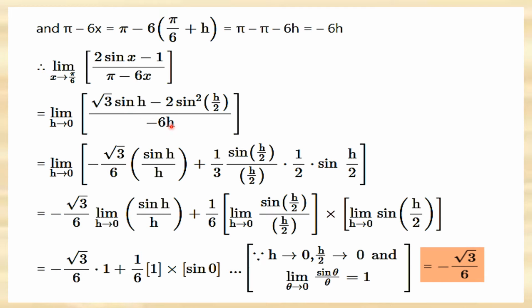Now we will separate this denominator for both the terms in the numerator. So limit h tends to 0, the first term will be minus root 3 upon 6 sin h upon h. And the second term: minus minus is there in both the numerator and denominator, so it will be plus 2 upon 6, which is 1 upon 3, times sin square h by 2 upon h.